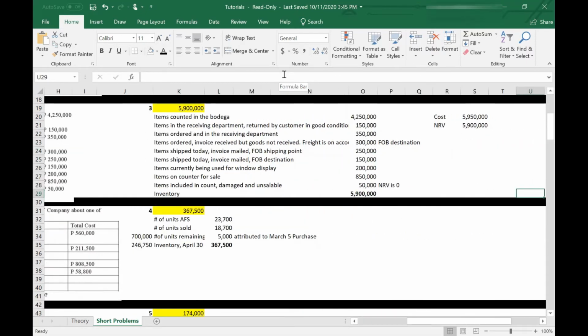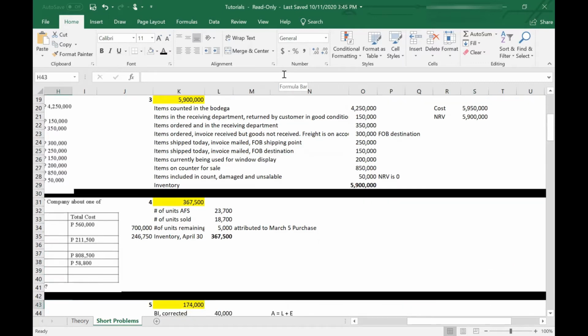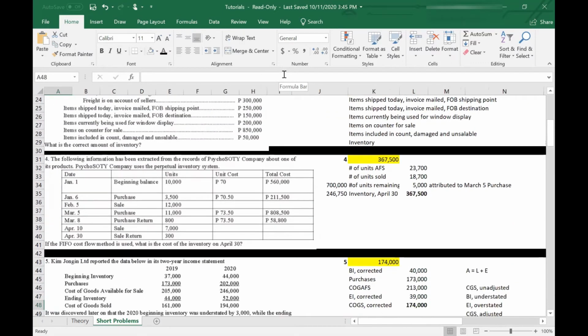But the problem is asking what is the correct amount of inventory. It's actually asking for the carrying amount of inventory. So we use the rule lower of cost and NRV. In this case, the lower amount is the NRV. Therefore, our answer would be 5,900,000 pesos. I hope that's clear.